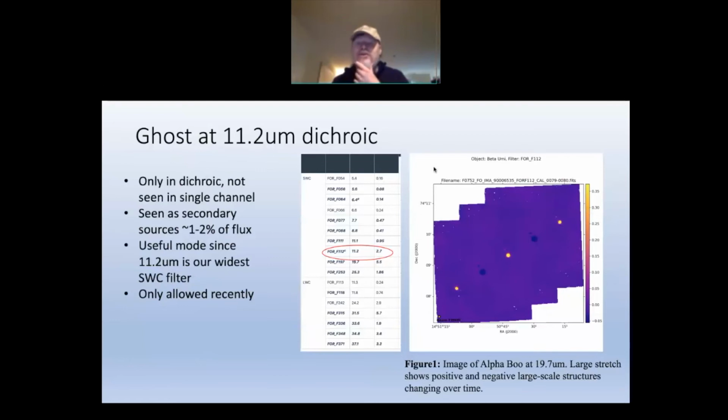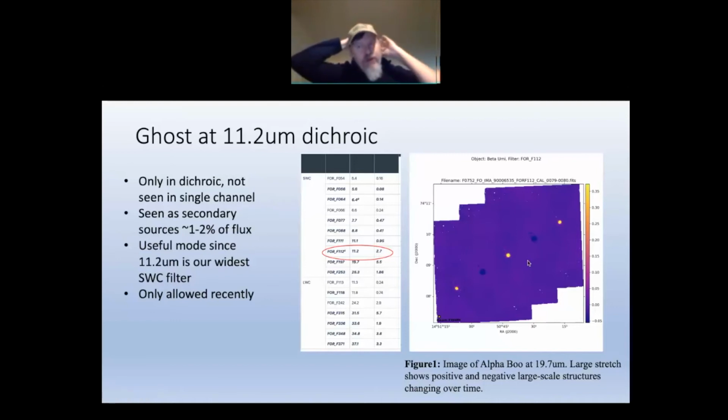Now, another issue, this is an 11.2 micron dichroic filter, not an 11.2 micron single filter. So only in dichroic mode do we see this ghost. You might be able to see in the image right here, it shows a secondary source, like a second source. This is just a ghost. It's only about a 1 to 2% level.